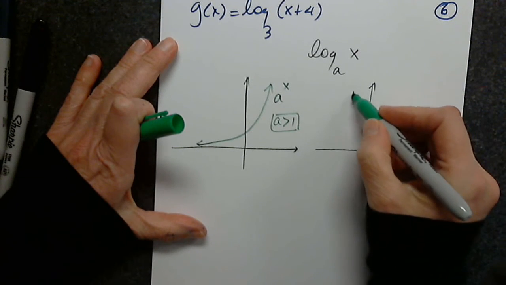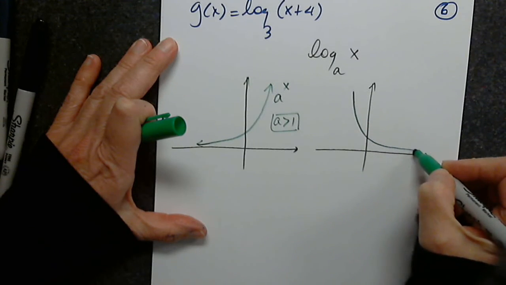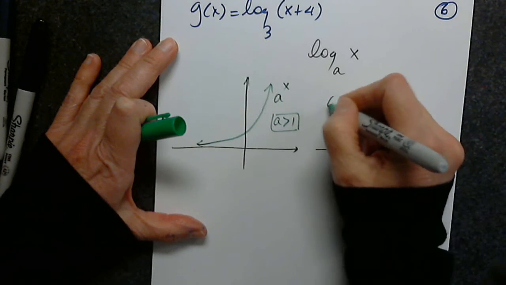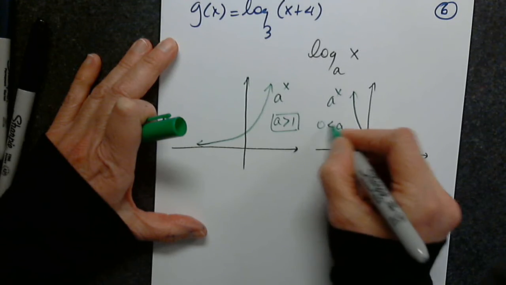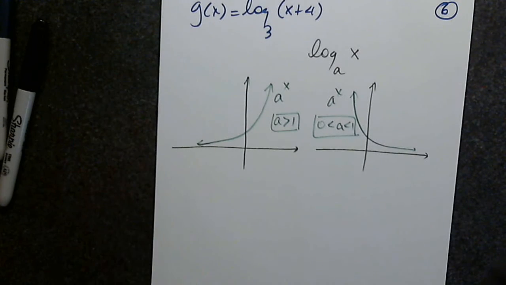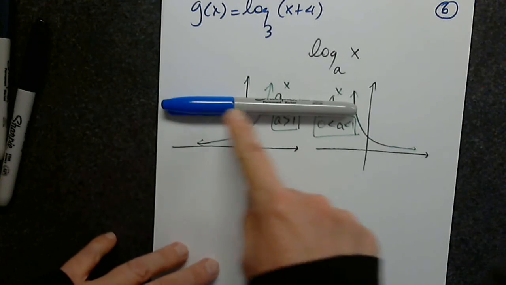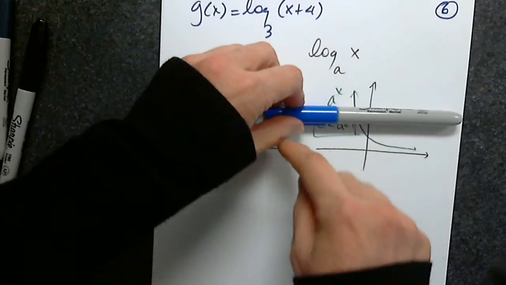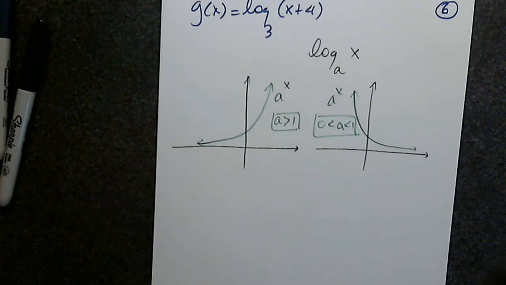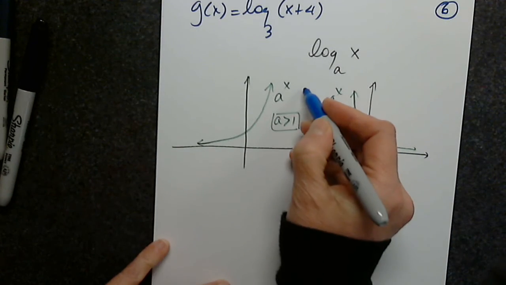The other one is this. So this is a to the x, but a is between 0 and 1. As you see, when the base is greater than 1, the function is increasing. When the base is less than 1, the function is decreasing. Both functions, both shapes, the exponential function is 1 to 1 by the horizontal line test. For every y value, there is only one x. So therefore, they have inverse functions.